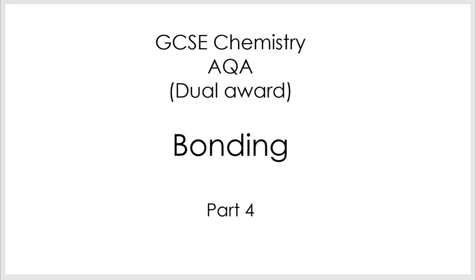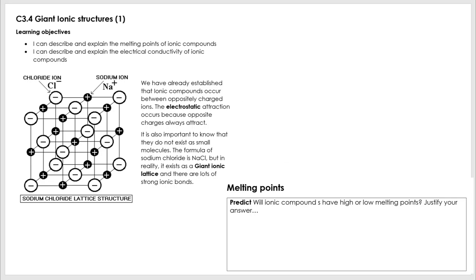This is AQA GCSE Chemistry. It's the bonding topic and it's valid for dual award and triple award students. This is video number 4 in this series, and in this video we're going to start to look at giant ionic structures. I'm going to recommend that you try each activity, pausing the video as you go, and then you get to see your own level of progress and understanding.